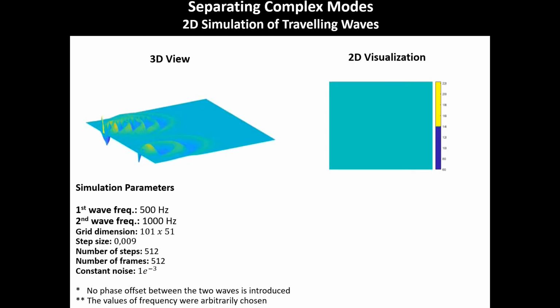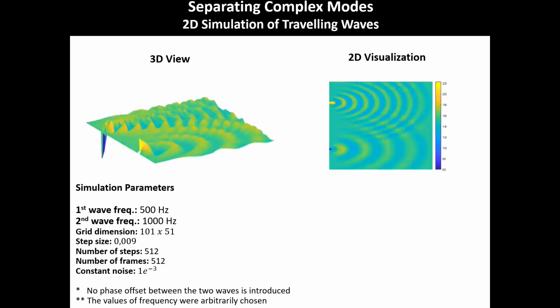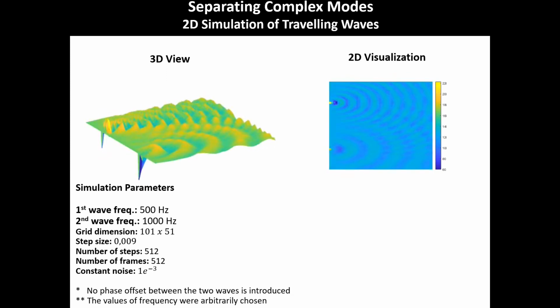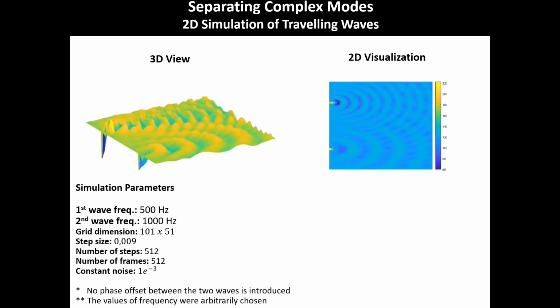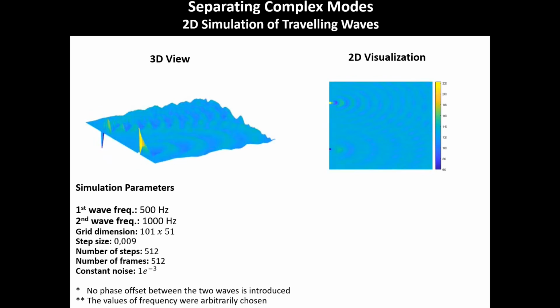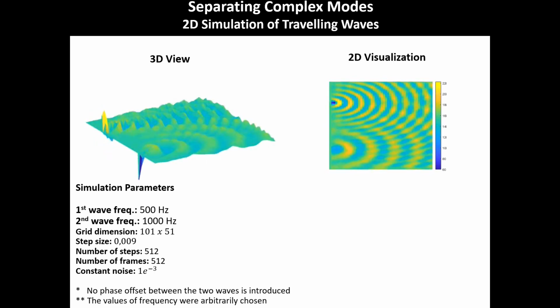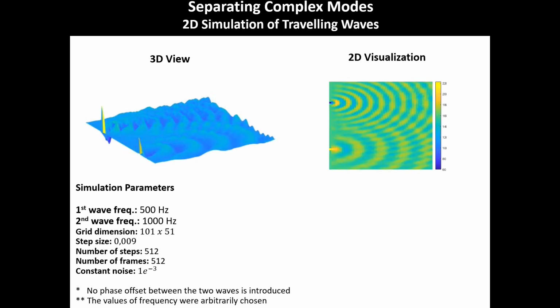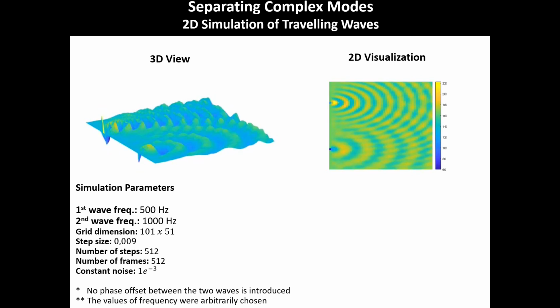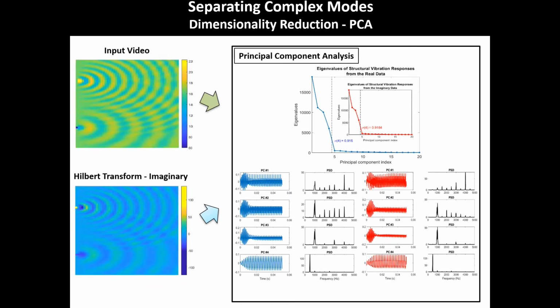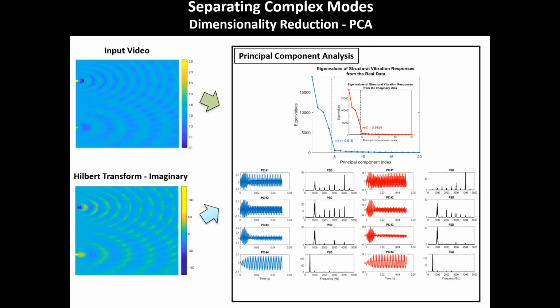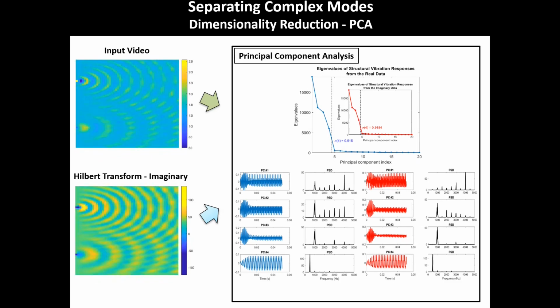Moving forward in the description of our experiments, we simulated 2D traveling waves with arbitrarily chosen frequencies, but without any kind of phase offset. In fact, we simulated 3D traveling waves, and then rotated the whole camera view to simulate the conditions when using an ordinary digital camera. Later, using the video with the 2D view, we estimated the corresponding Hilbert transform, here in the form of a video for the sake of graphical visualization.